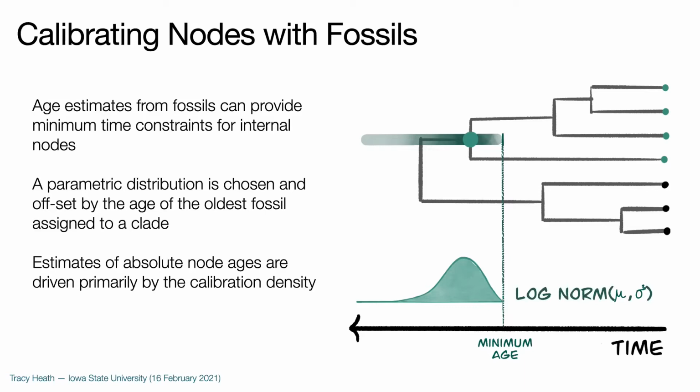And so this gives us an approach to estimate the absolute ages on our tree. However, these absolute ages are really driven by our choice in these calibration densities and the parameters we choose for them. And ultimately, these node calibration approaches put us in a situation where we actually don't have the ability to use a lot of the information that's provided by the fossil record, because only the oldest descendant of a given node is useful as a calibration constraint.